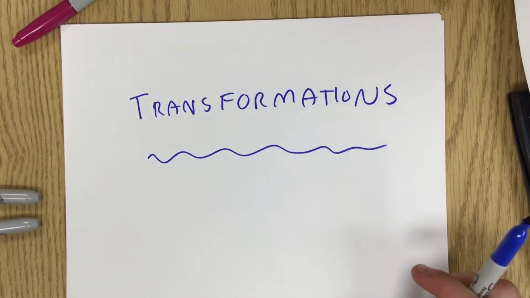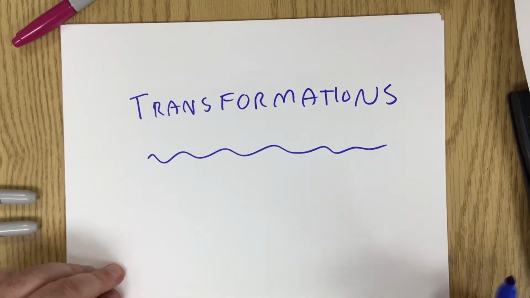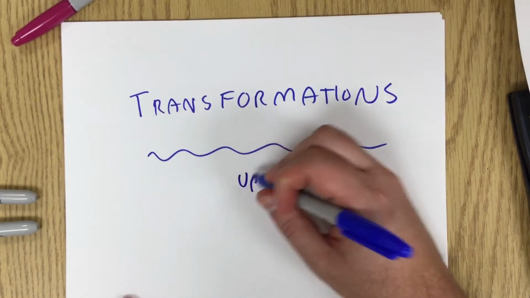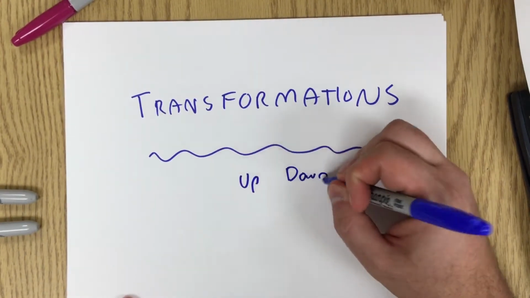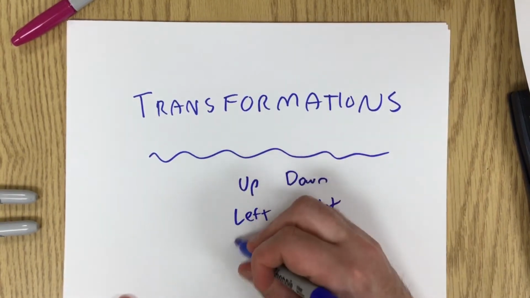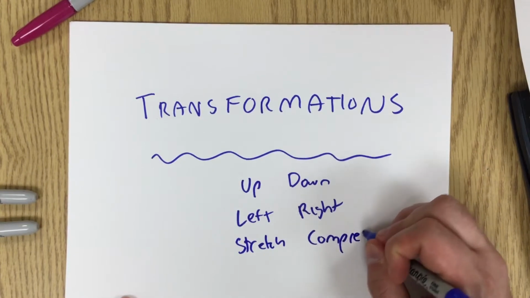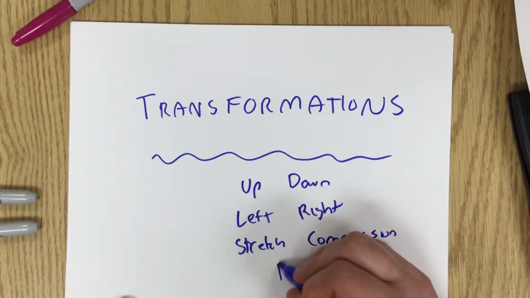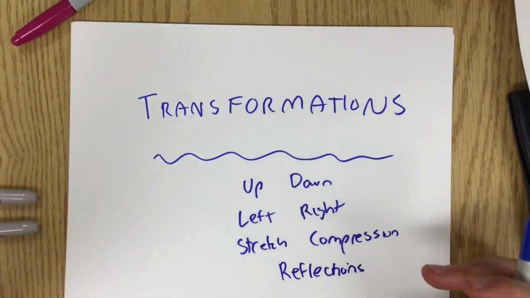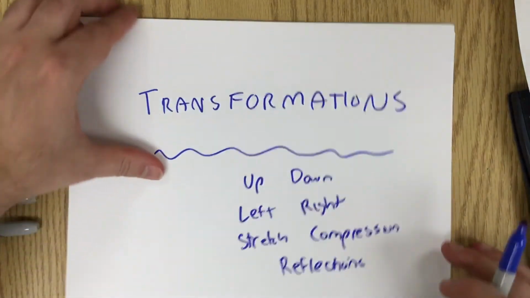We're now going to be discussing the different types of transformations you could do with a base graph. So we're going to have a base graph and we're going to transform. Transformations might be up, down, left, right, stretch, compression, and reflections. So up, down, left, right, stretch, compress, and flippy dippies.